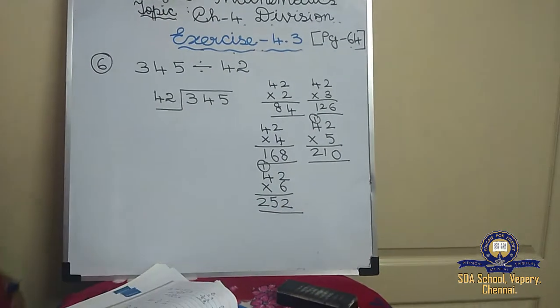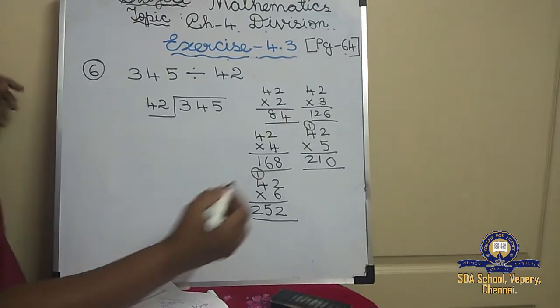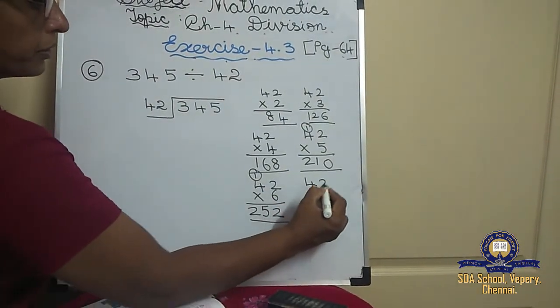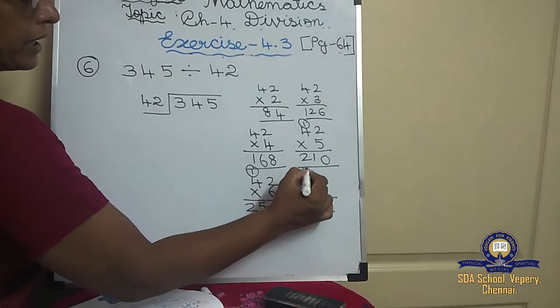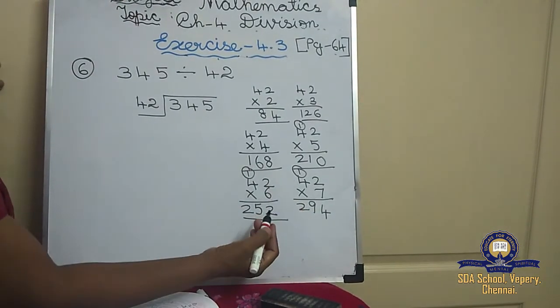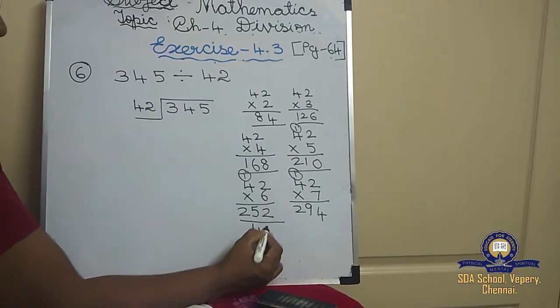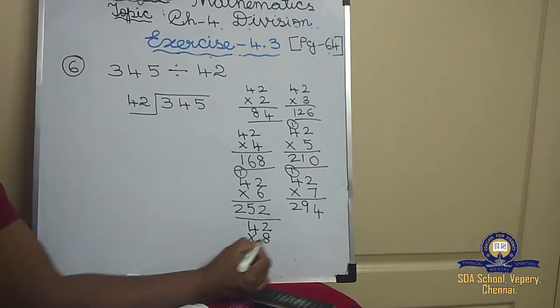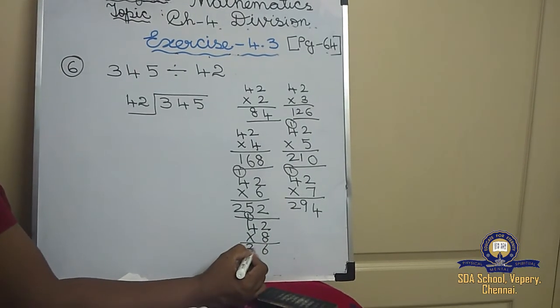Okay, children? And the next one, 42 multiplied by 7. 7 twos are 14, 7 fours are 28, 29. See, it's going on. But you have to find out. Okay? 42 into 8. 8 twos are 16, 8 fours are 32 plus 1, 33.